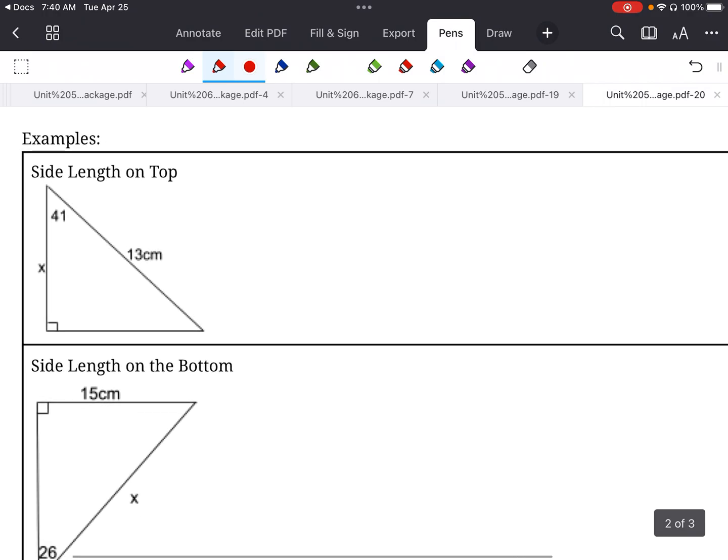Okay, so some examples. Side length on top. Here's our reference angle. We need to first label the triangle. We know that the longest side is the hypotenuse, and the side that touches your angle is the adjacent. This question has nothing to do with the opposite.